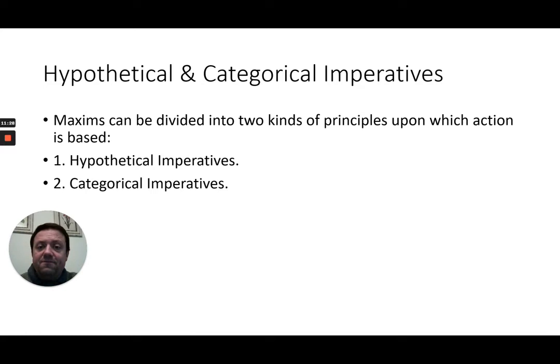Now, maxims can be divided into two kinds of principle: hypothetical imperatives and categorical imperatives. The example that we've just looked at in terms of borrowing money, saying you're going to pay it back with no intention of doing so, is a hypothetical imperative because it is a means to an end imperative. I want money, therefore I ask to borrow it to get it, and I promise to pay it back, but I have no intention of so doing. A hypothetical imperative is a way of getting something, and in order to get it, I have to do something else.